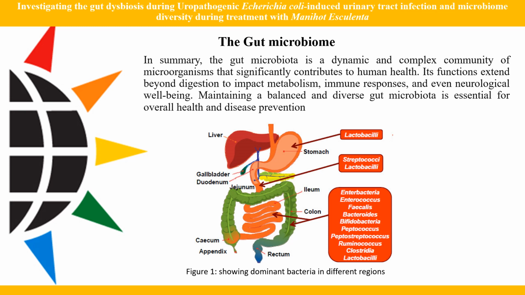On this slide, we can see a couple of groups of bacteria that are dominant in different regions of the body. In the colon or large intestines, we can see that we have bacteria such as Enterobacteria, Enterococcus, Fecalis, and bacteroids. These are very crucial in managing inflammation in the body. We have bacteria such as Peptococcus, Ruminococcus, Clostridia, and Lactobacilli. All these bacteria work together to maintain homeostasis in your gut microbiome. So in summary, the gut microbiome is a dynamic and complex community of organisms, and it serves to contribute to your good health. Maintaining a balanced and diverse gut microbiome is essential for your overall health and ability to prevent disease.